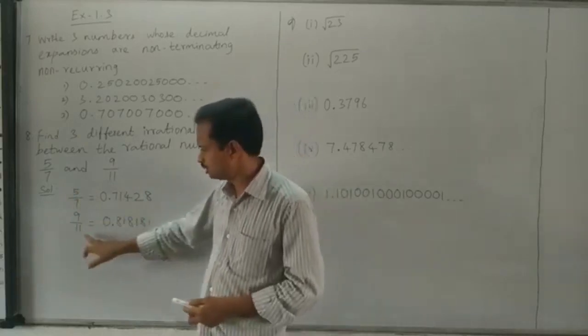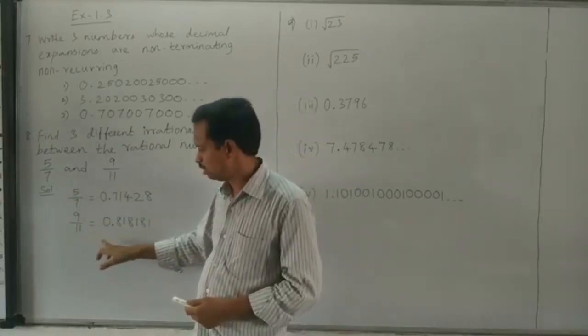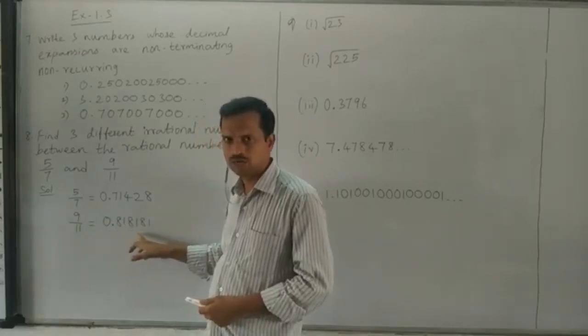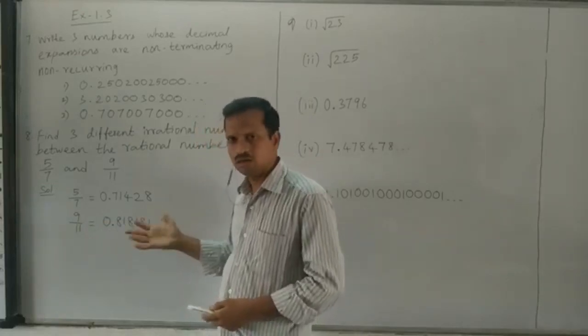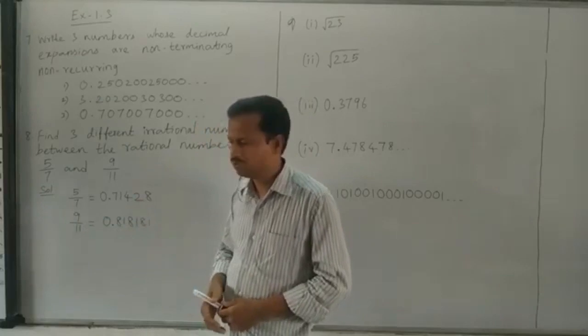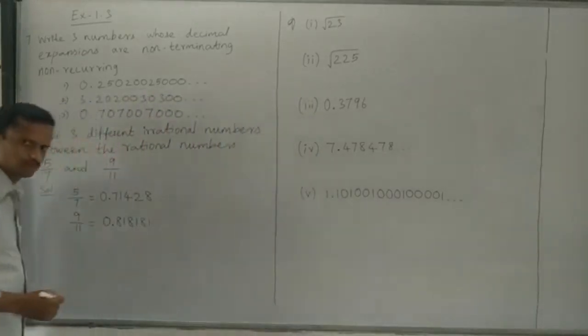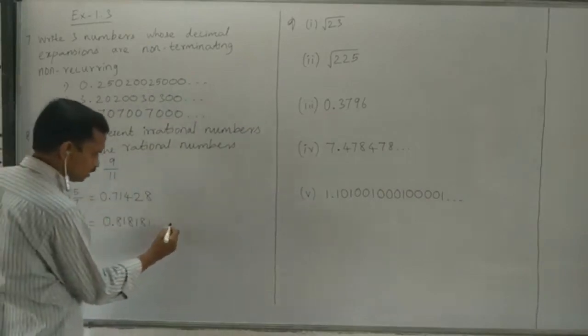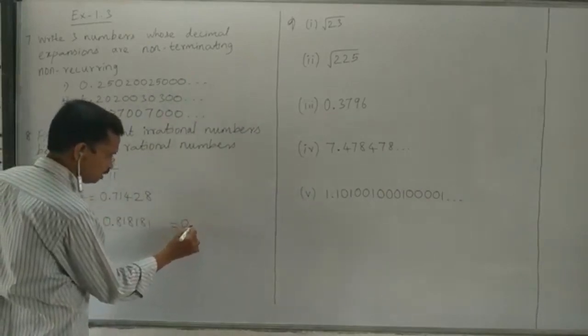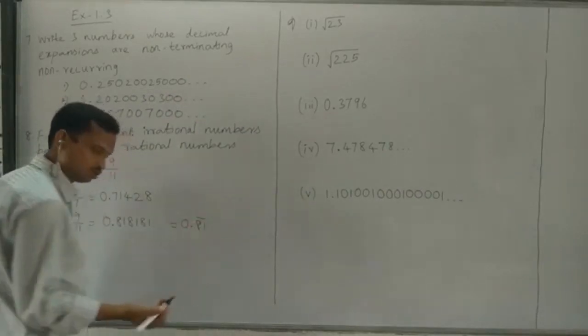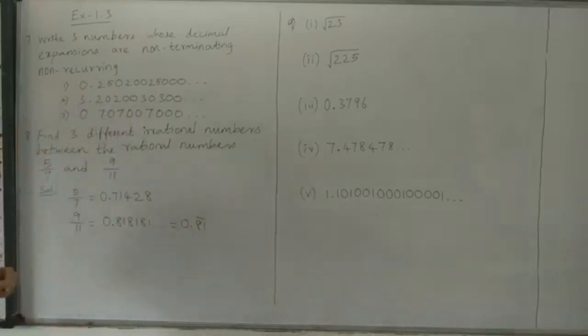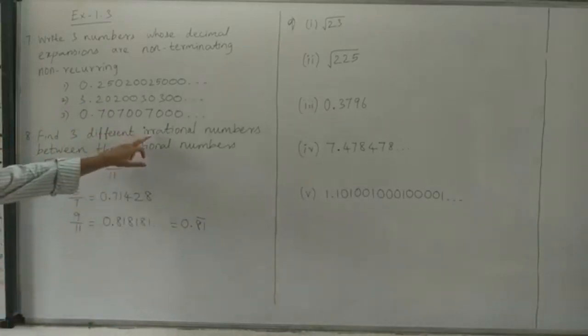And see here 9/11, the next number 0.818181, and again repeating the same 818181. So you can put a dot, etc. Or you can write this as 0.81 bar also. That you know already. And the question is, between these 2 decimal expansions, we have to find 3 different irrational numbers.